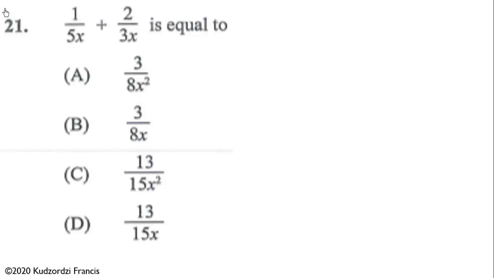So we are continuing with the May 2019 paper. 1 over 5x plus 2 over 3x is equal to what? So we know that denominators are not the same, so we create an equivalent expression. First of all, let us look for the LCM.